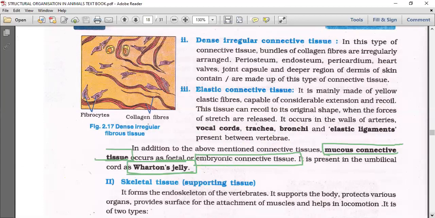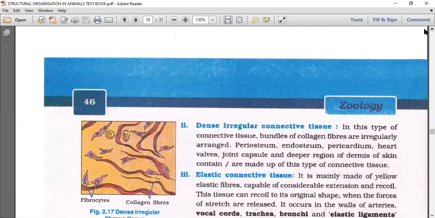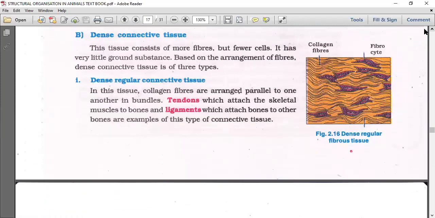Then that mucous connective tissue, when you become the fully grown fetus after 9 months, you don't find at all, but a little amount we will find in the umbilical cord in the form of Wharton's jelly. Here the examples play the role. So let's take a look at the examples. Then afterwards we'll go to the chart, and there we'll check all the examples once again.